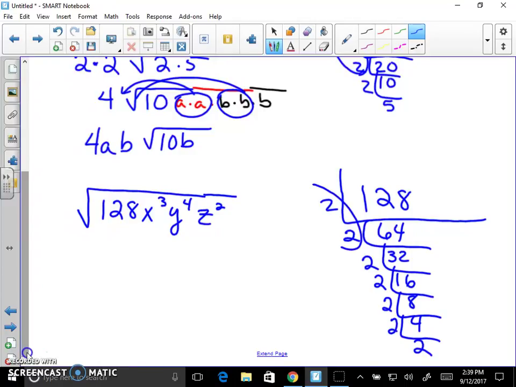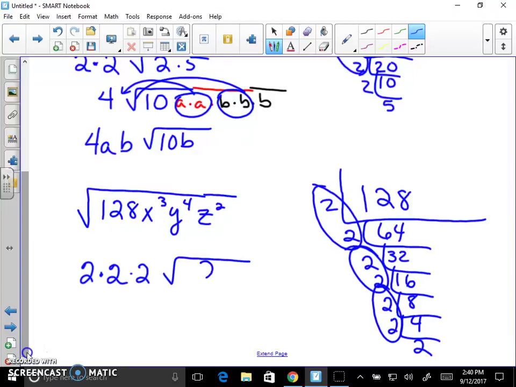Remember, this is a quick review. So you have 1, 2. Another one. Another one. And 2's left underneath. So we have 2 times 2 is 4, times 2 is 8. I'm going to leave a space for those variables. Square root of 2. Let's expand those variables.